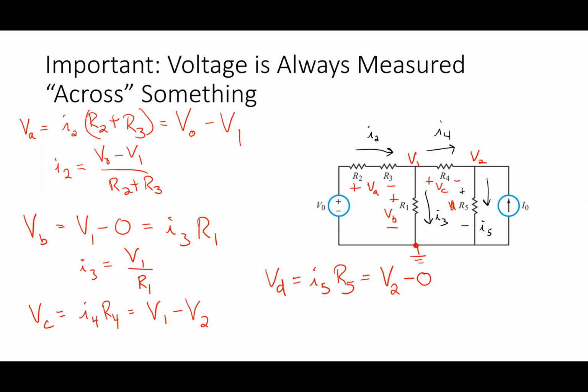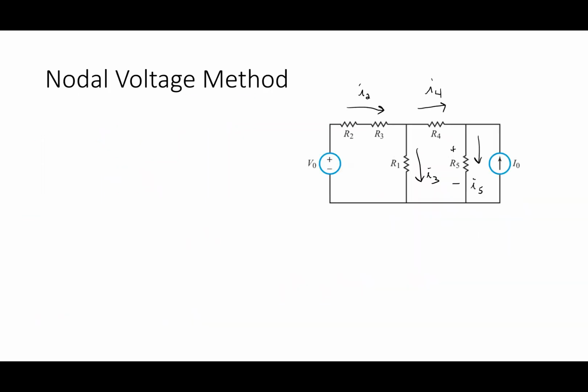All right. Now I do this, and then basically if I look at this picture here, what I do is I write my KCL. So at node 1, what's my KCL? I2 equals I3 plus I4. I always do it current in equals current out. So I2 equals I3 plus I4, like that.